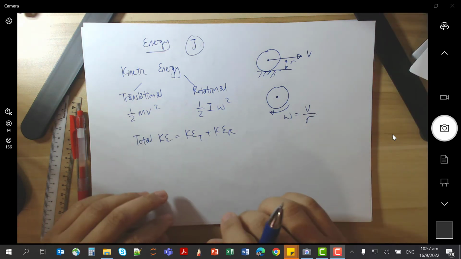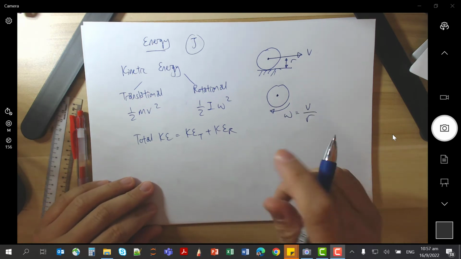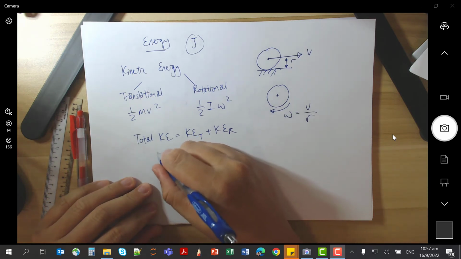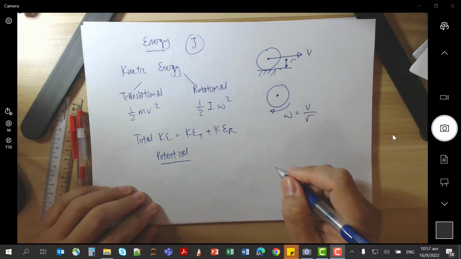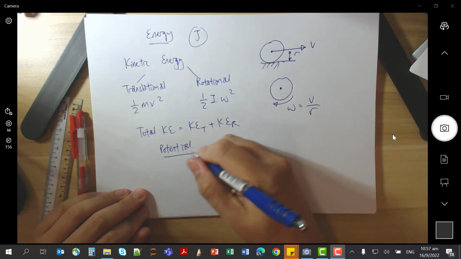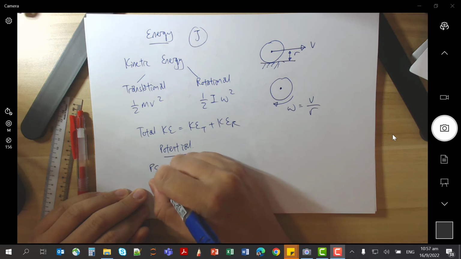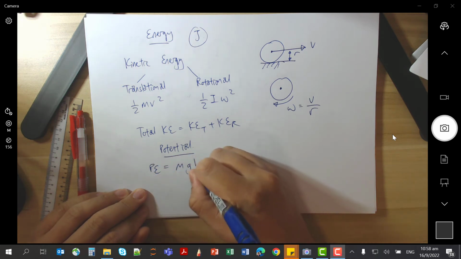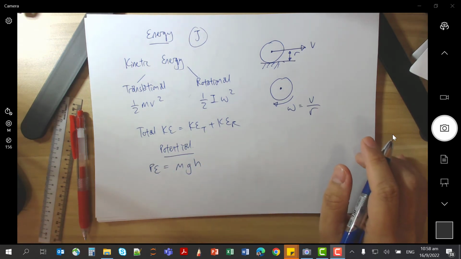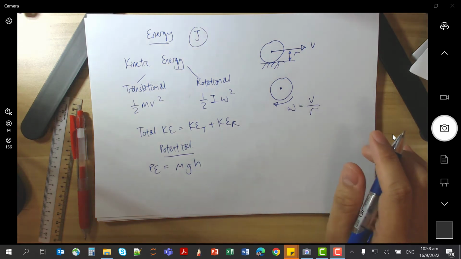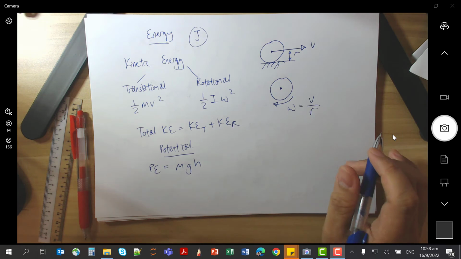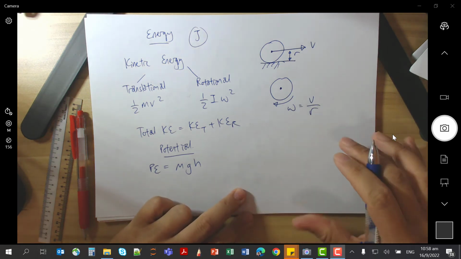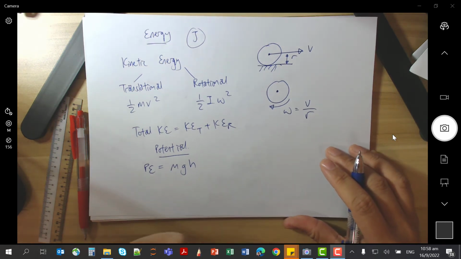Okay, the next one is your potential energy. This one we are also very familiar with, which is mgh. Mass times gravity times the height. The key here is that the h can be defined by yourself.